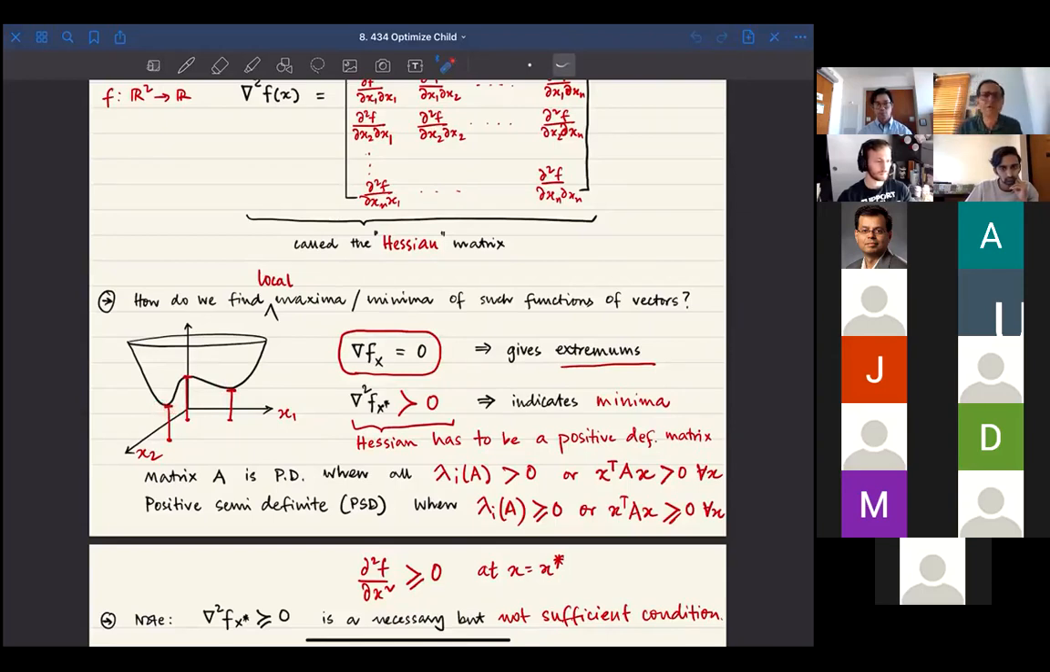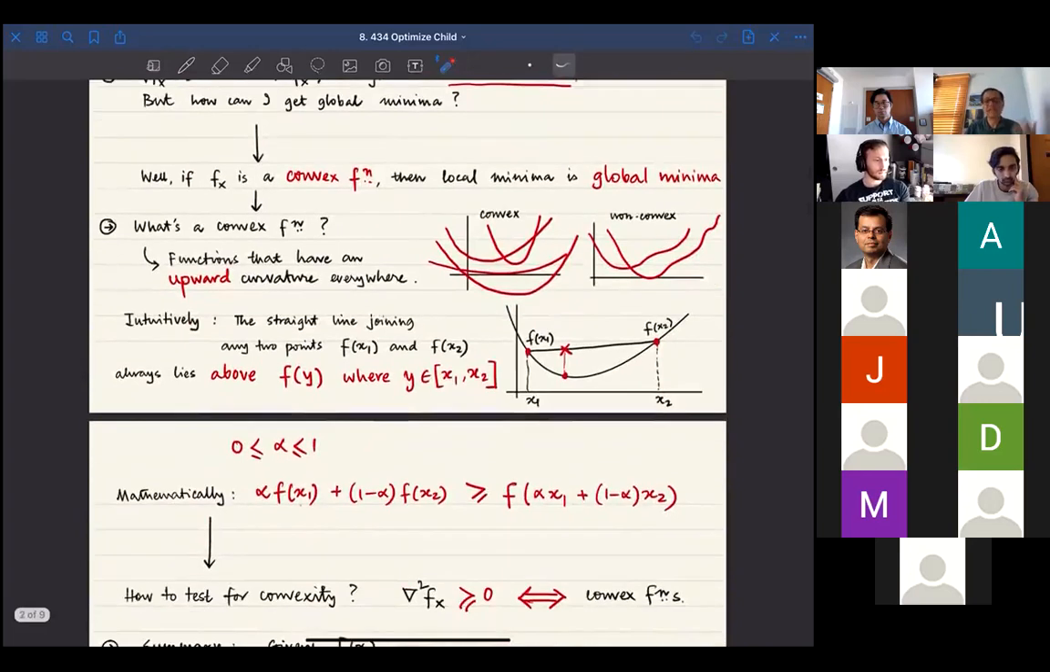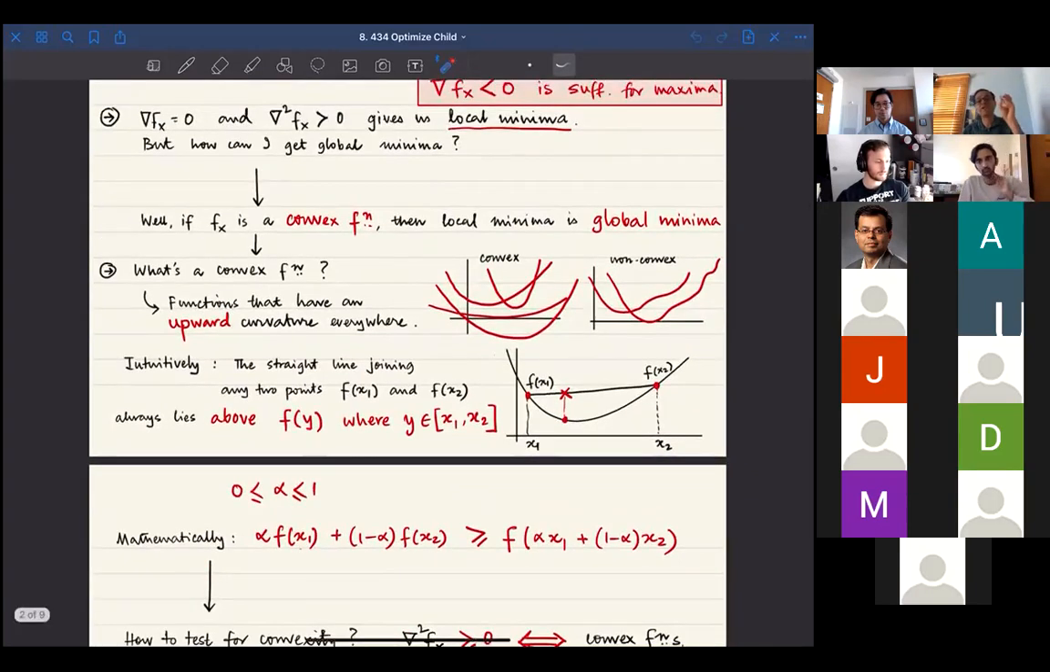So clearly it's not the global minima. The question is, how do I get the global minima? Maybe I care about that. And the answer is, for a random function, it's very hard to find the global minima. But if the function is somehow convex, then a local minima is the global minima. So then the question is, what is a convex function?